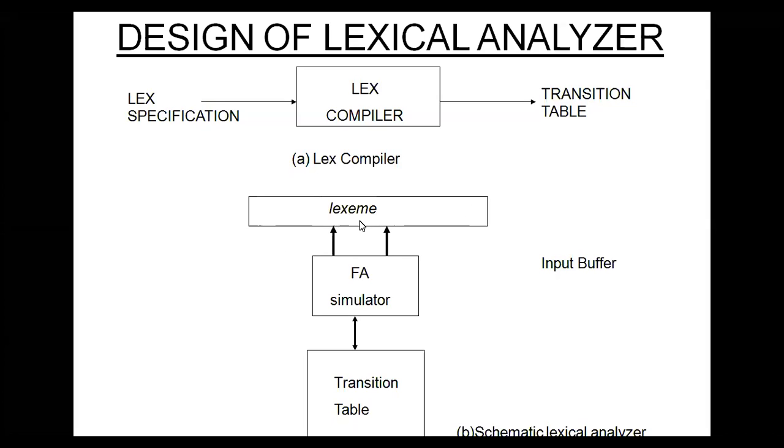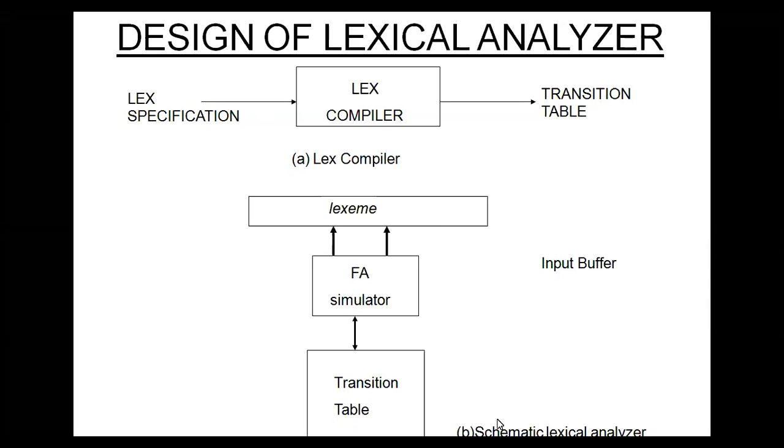Before going into detail about designing the lexical analyzer, initially we need to know these two representations. One is the lex compiler representation, another one is the schematic lexical analyzer. The lex compiler representation consists of two terms, one is the lex specification and the other is the transition table. Giving the input in the form of a lex specification, and using the lex compiler to perform the compilation process, finally we get the output in the form of a transition table.